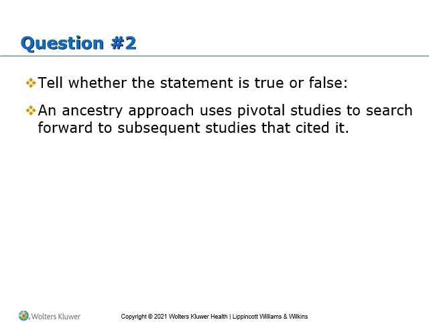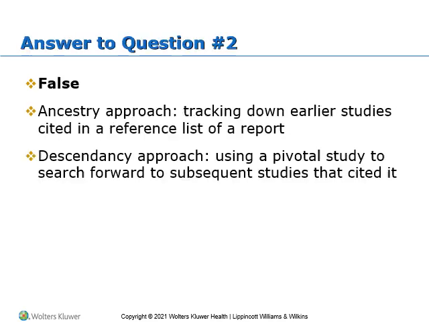So question number 2, an ancestry approach uses pivotal studies to search forward to subsequent studies that have cited it. And actually, an ancestry approach is tracking down those earlier studies cited in a reference list of a report, so this is false. The descendancy approach is using that pivotal study and then going forward looking at subsequent studies that cited it. So what I was describing is an ancestry approach. I read an article, and it may not be the primary source, or it may not be the primary study that was done, and I will typically look backwards to see what original studies were done on that subject. Super useful approach.